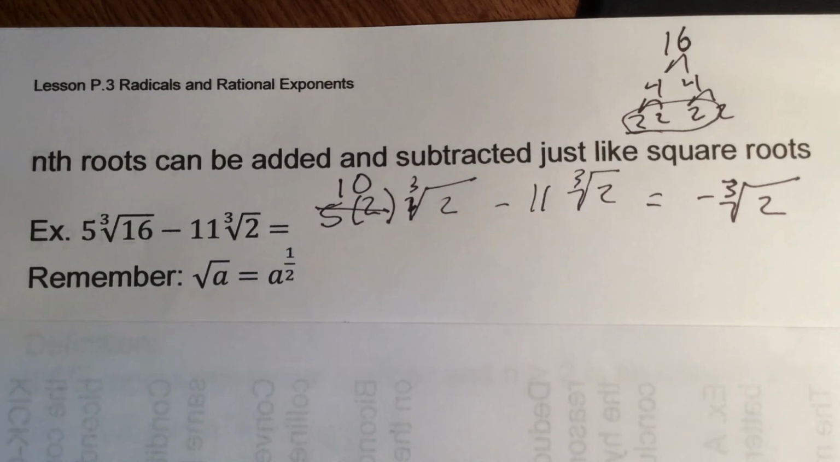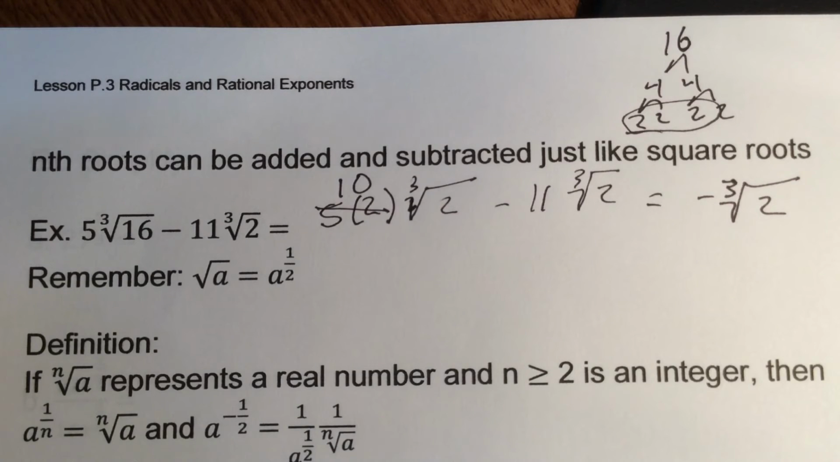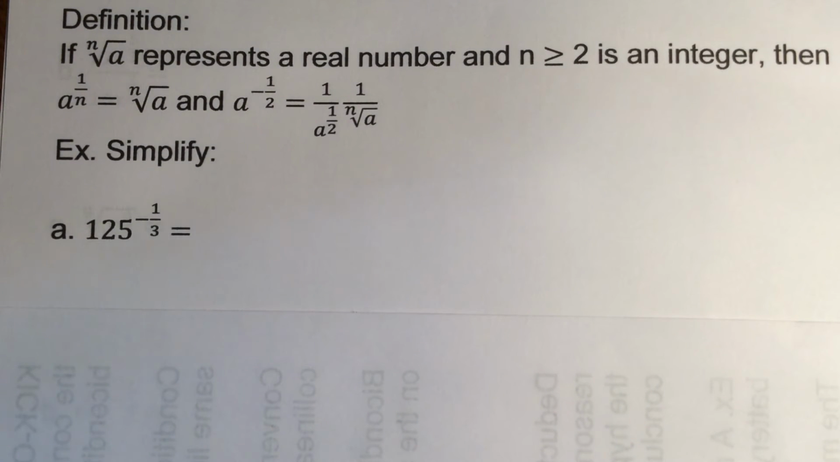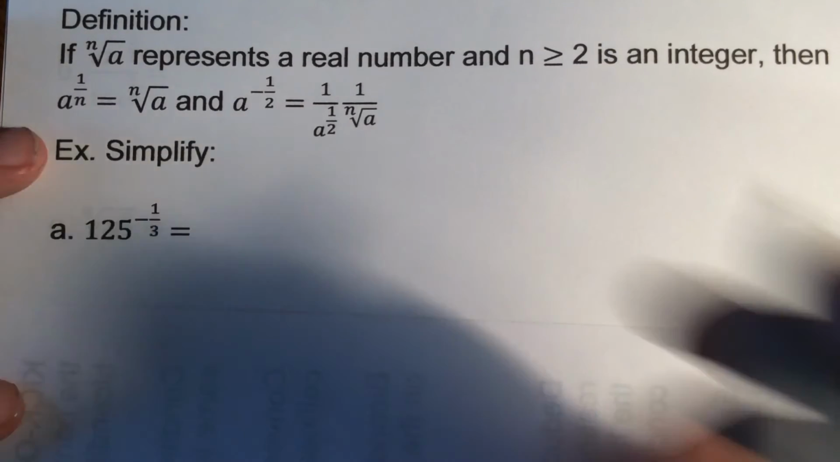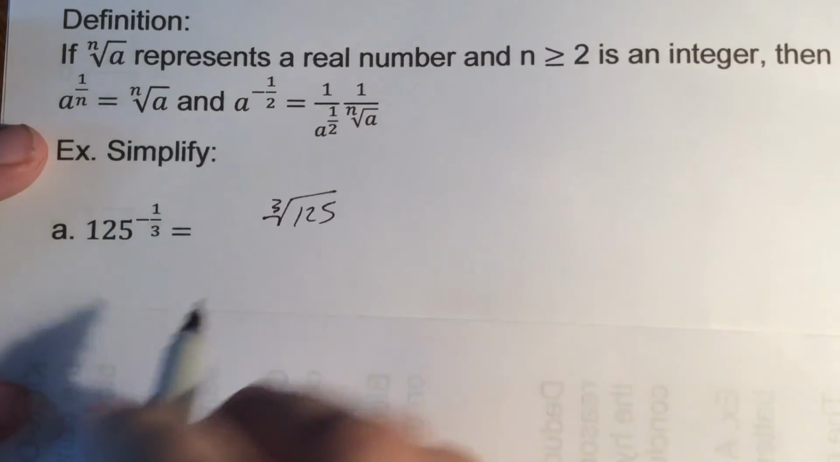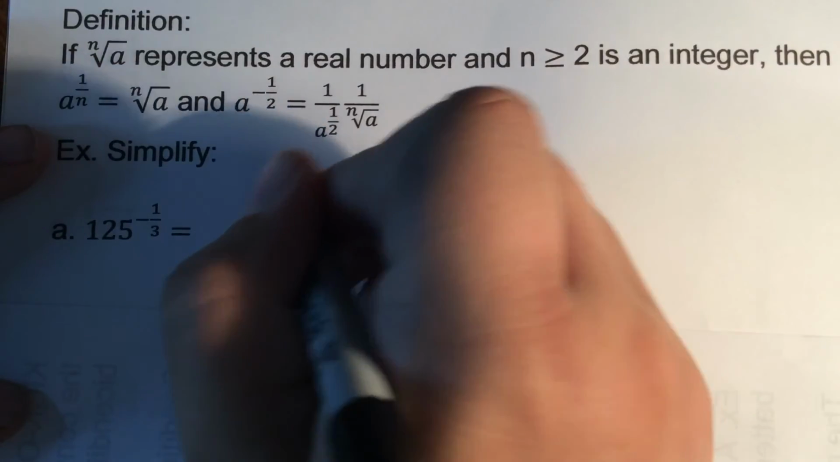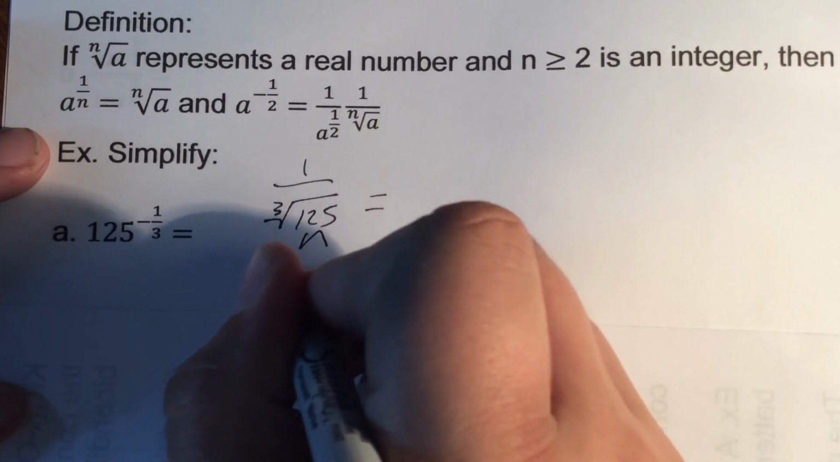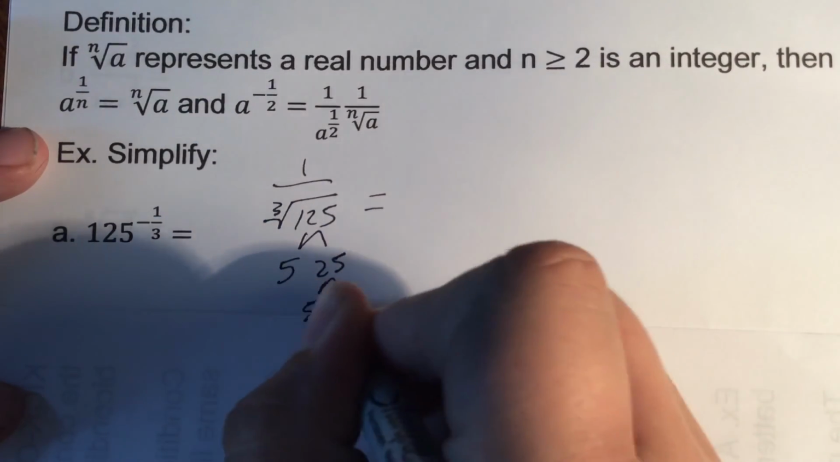Now, something to keep in mind, the square root of a is really saying a to the 1/2 power. So what we're going to get into is some fractional exponents. So whatever the nth root is, it's going to be 1 over n. So if it's the 1/3, this is really saying the cubic root of 125. Now, it had a negative, so that would move it to the bottom, which means we're going to get which 125 goes to 5 and 25, which is 5 and 5.